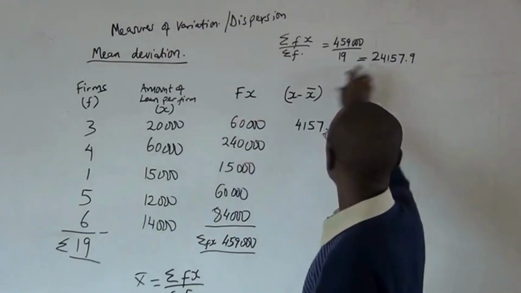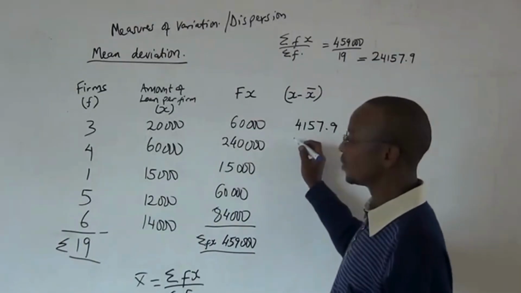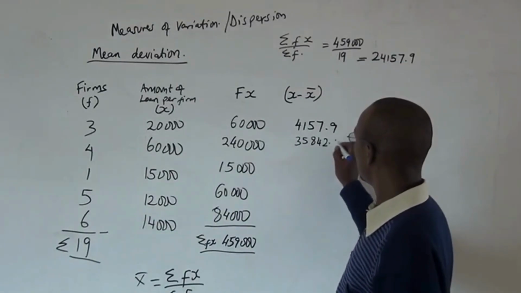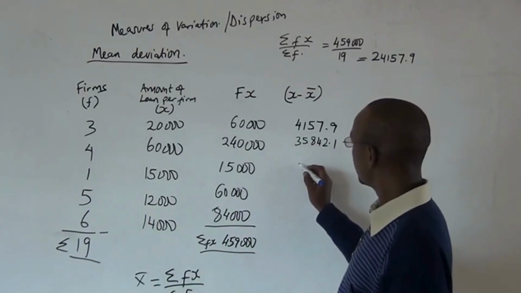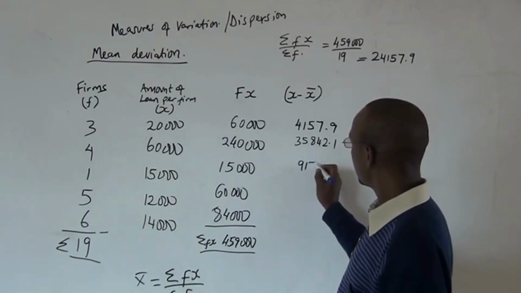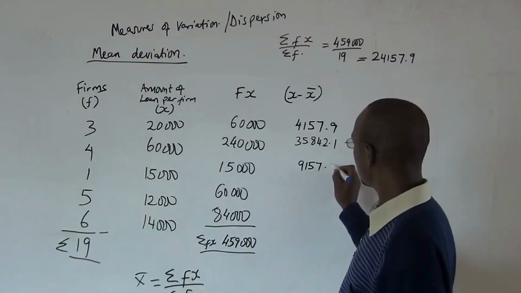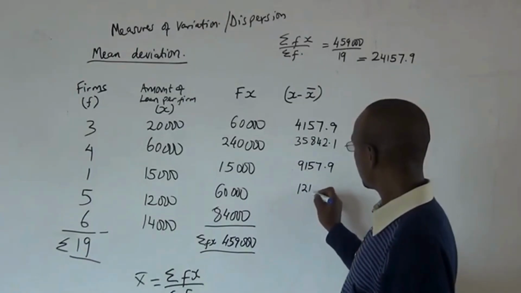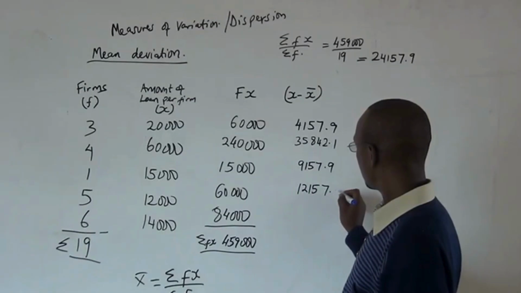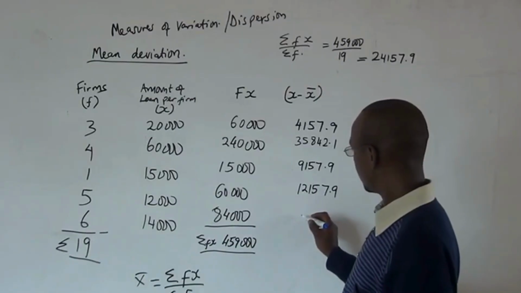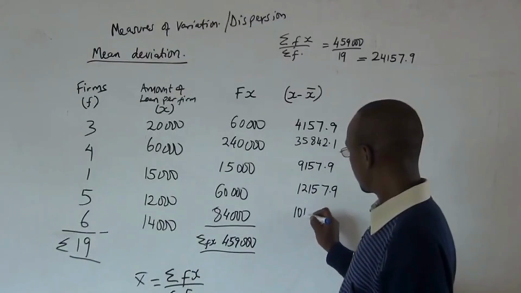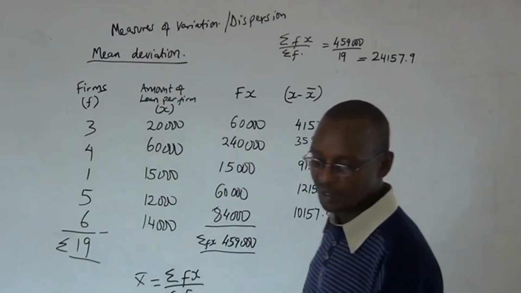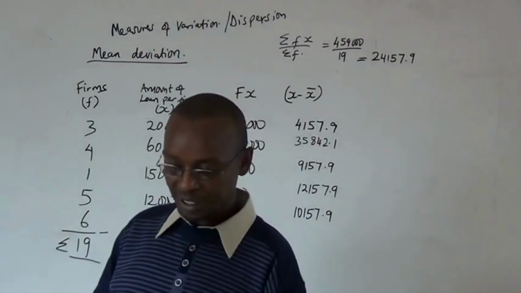Then the second one, 35,842.1. The other one, 91,57.9. The other one, 121,57.9, the last one, 101,57.9, 0.9. That is that. Just leave it at that.